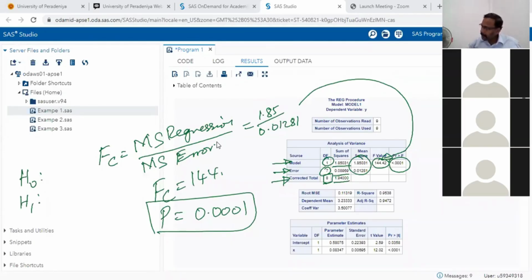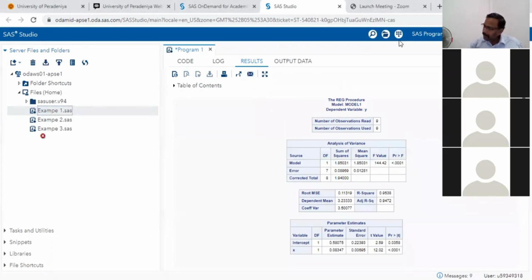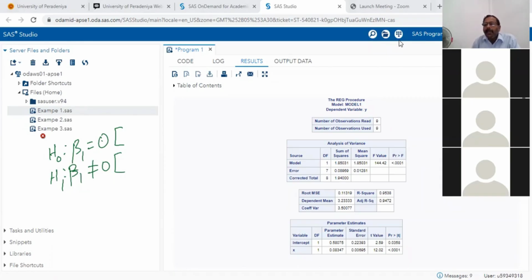Anyone? Beta 1 equals 0. Good. Tell me. Null hypothesis beta 1 is equal 0. Very good. Alternative beta 1 not equal 0. Okay. Good. What do you mean by this? What do you mean by beta 1? I couldn't trace out who said it, but yeah, it is correct.